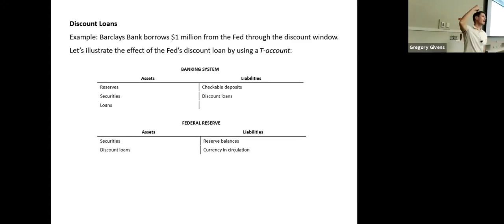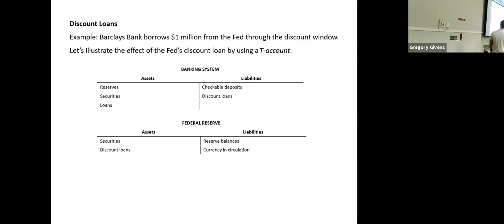So we want to think about what happens to the balance sheet of the banking system as well as the Federal Reserve. Again, really quickly, in the banking system, how does their balance sheet appear? The main assets of the banking system are the bank's reserve balances that it holds at the Fed, any securities that it holds, as well as any loans it's made to private investors. The main liabilities of a bank like Barclays are its checkable deposits and the discount loans, which we're going to do in this example, that it's taken from the Fed.